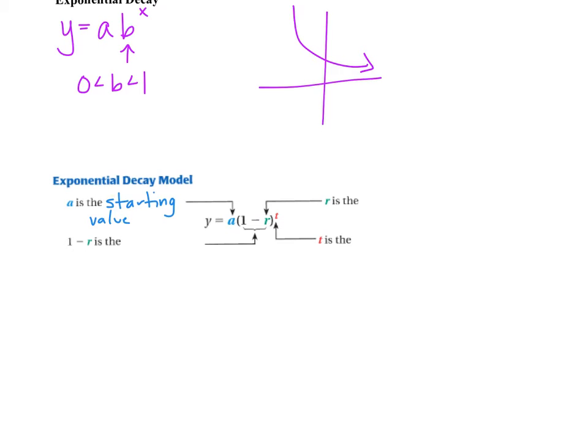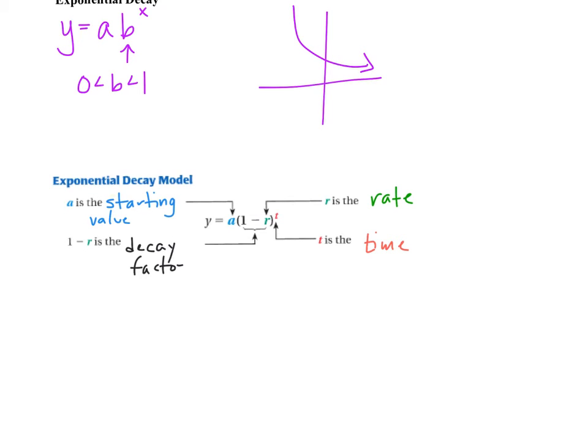The result of 1 minus our rate, this is what we call our decay factor. R is still our rate, again, as a decimal, and T is time. Okay, but you're like, well, wait, why is this any different than the one above? Notice that it has 1 minus R versus plus, okay?